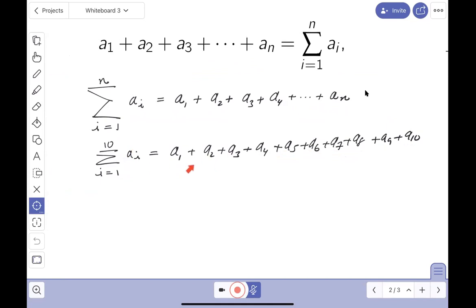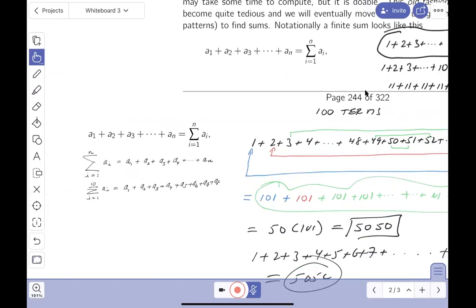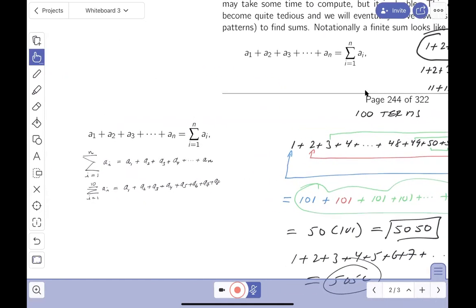Now, someone says, I don't know what these things are. Don't worry about it. I don't know what they are either. We'll get there. All right, so I think we covered that page. Let's go to the next page.